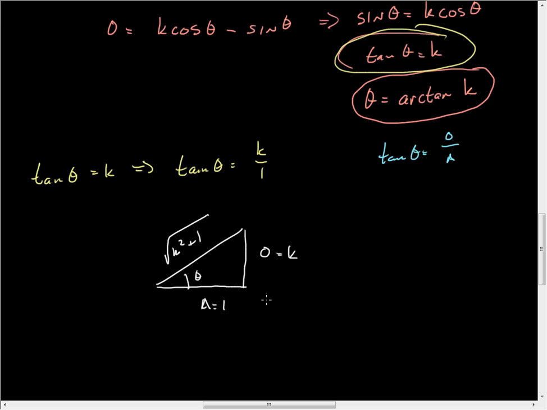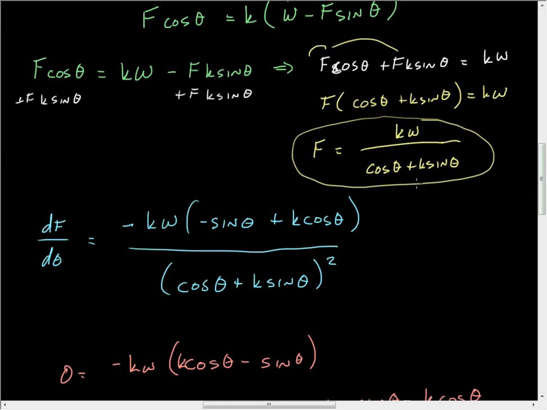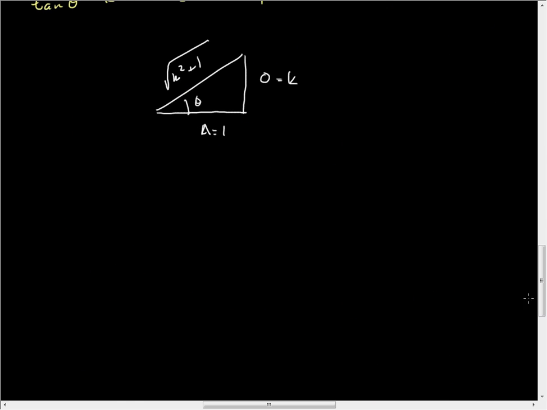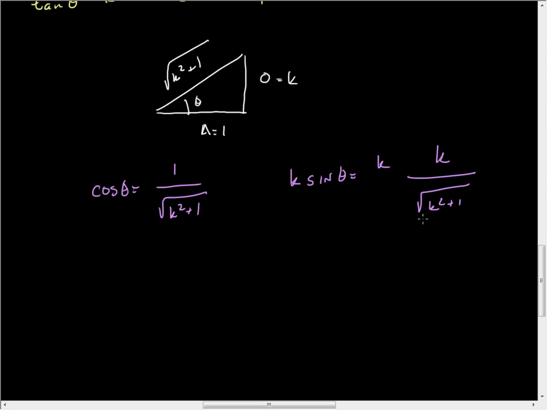All right, and so now we want to find sines and cosines because that's what we're dealing with here. So the cosine of theta is given as the adjacent over the hypotenuse, which is 1 over the square root of k squared plus 1. K times sine of theta is equal to k times the sine, which is opposite, k, over the hypotenuse, which is square root of k squared plus 1, which means that this is k squared over square root of k squared plus 1.